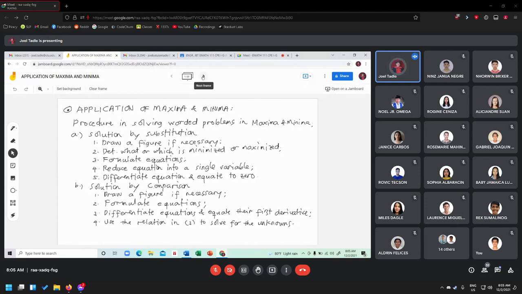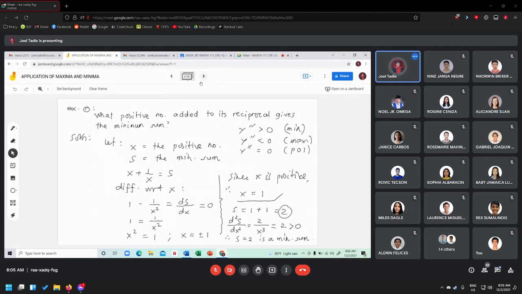So to apply this procedure, let's have this first example. What positive number added to its reciprocal gives the minimum sum? So in this particular problem, we are asked the positive number that should be added to its reciprocal that gives us the minimum sum. So this is an application of minima. Minimum is the singular form of minima.